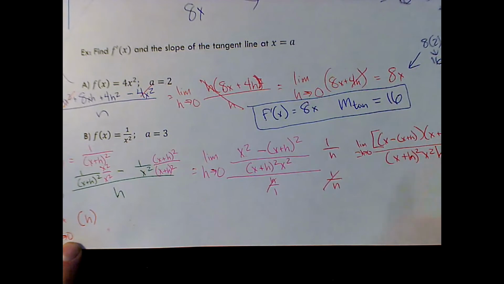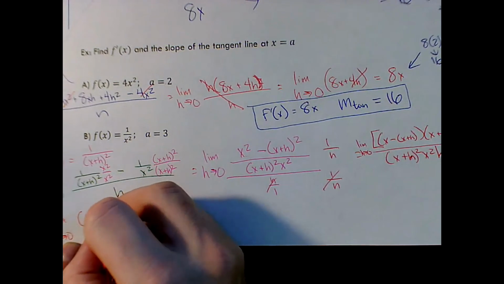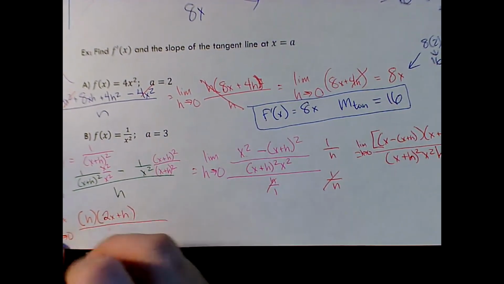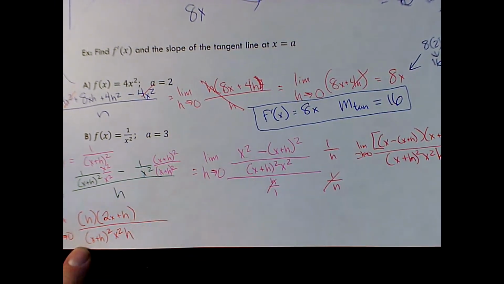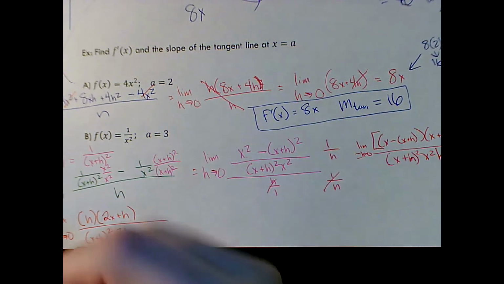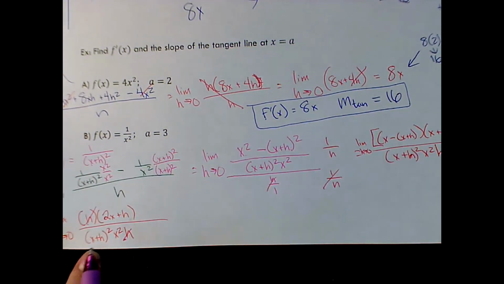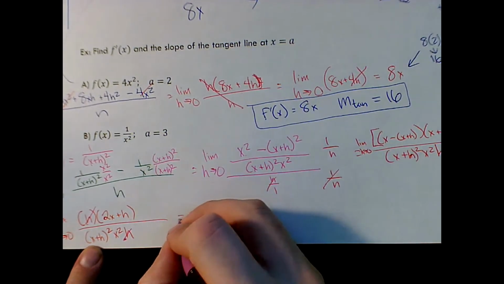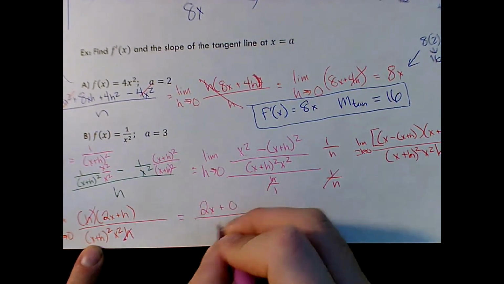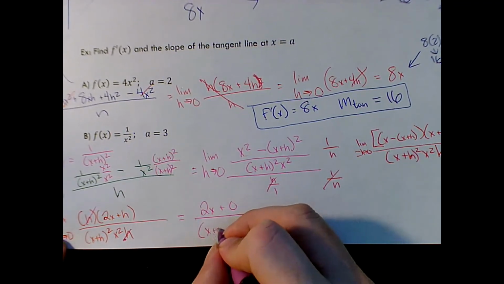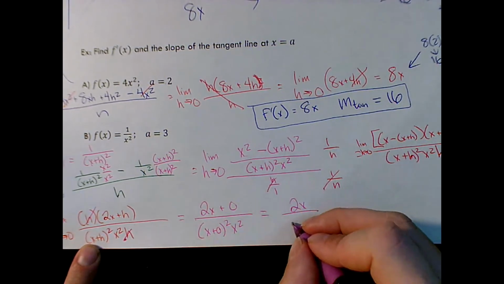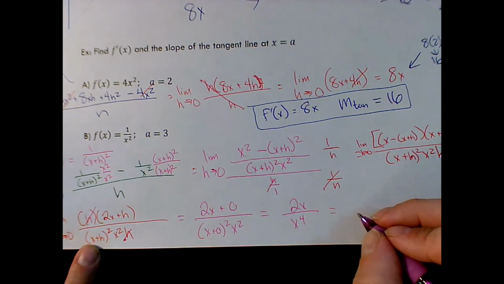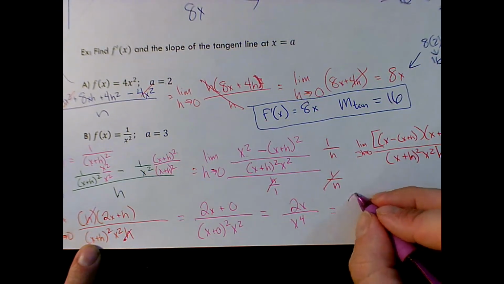X plus h turns that into 2x plus h over x plus h squared times x squared times h. These h's cancel out. Now I can plug in 0 because it won't make the whole thing 0. So I have 2x plus 0 on top, and on the bottom I have x plus 0 squared times x squared. Turns that into x, 2x over x squared, which is x to the fourth, which turns that into 2 over x cubed.